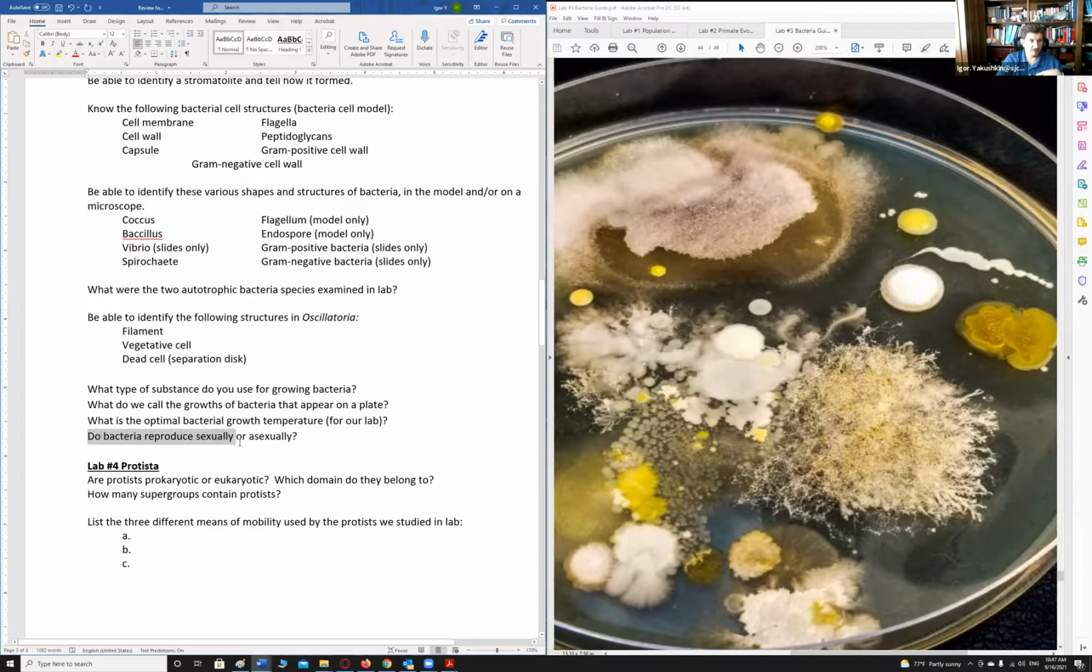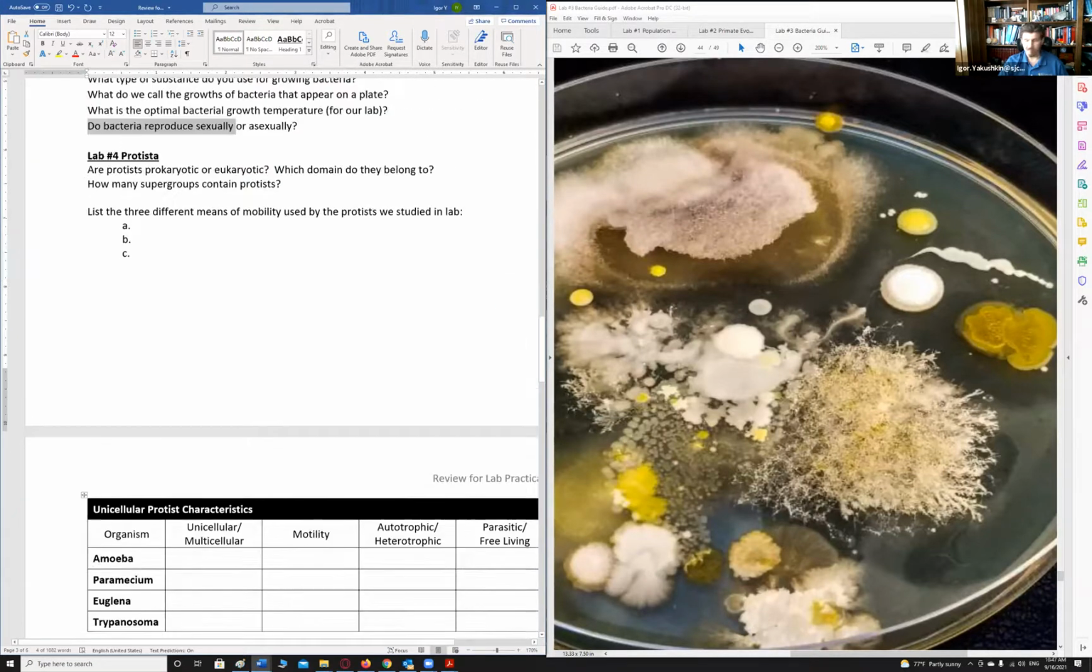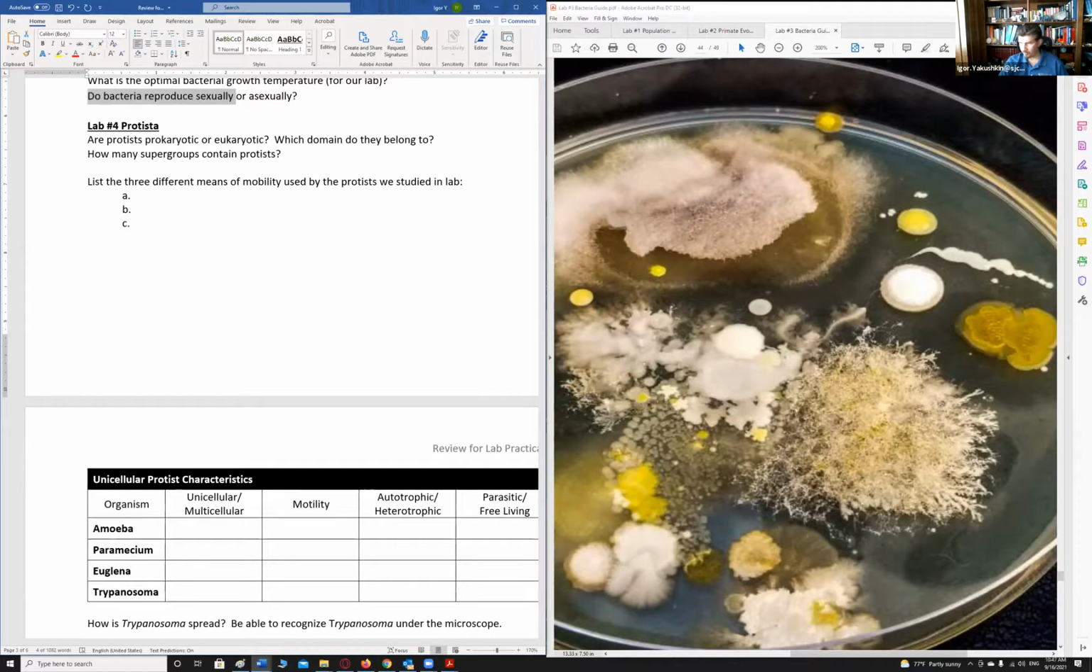Do they reproduce sexually or asexually? Those particular bacteria were going through binary fission, meaning they reproduce asexually. But again, bacteria have several ways to reproduce sexually as well. And I think we are kind of done with lab 3. Now lab 4, let me pull it out.